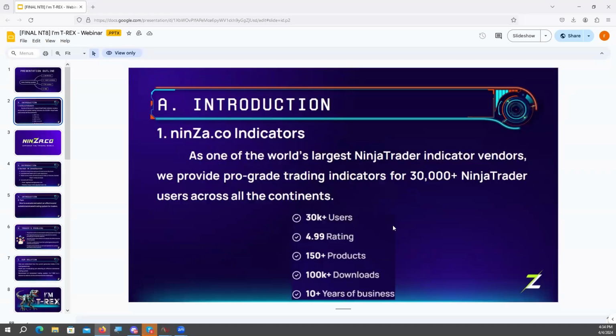It has tremendous quality of products, a 4.99 rating out of 5, 150 indicators, a whole bunch of downloads, over 30,000 customers. So very solid company, has been around for over 10 years. So I decided to partner up with them back in August of last year, and I've been promoting their products ever since.